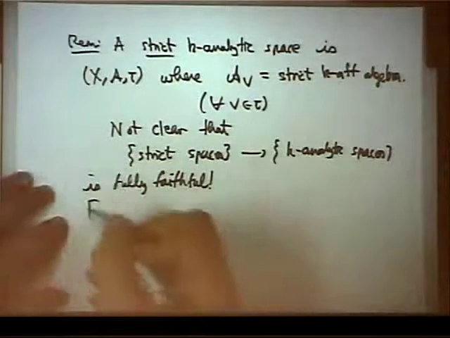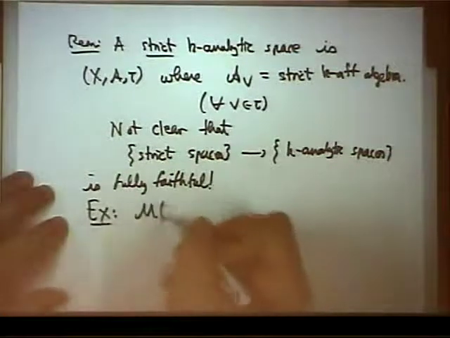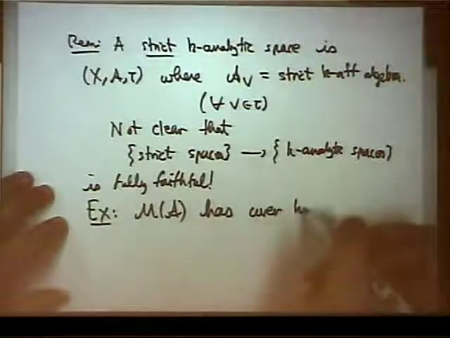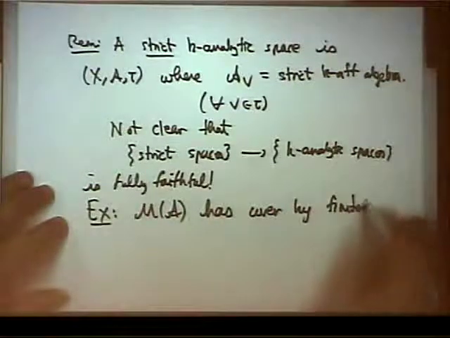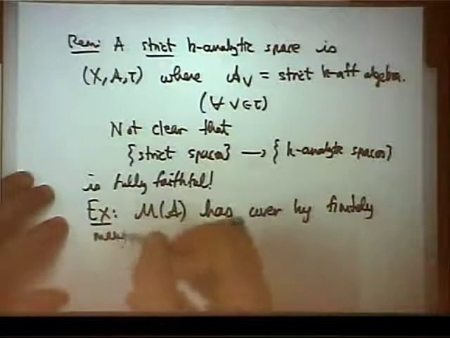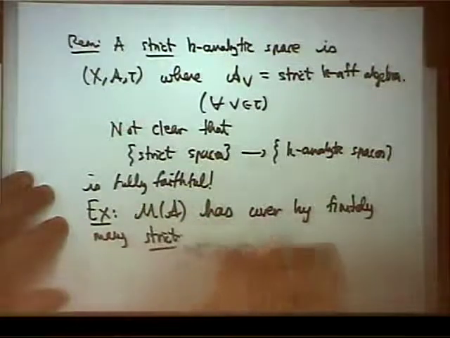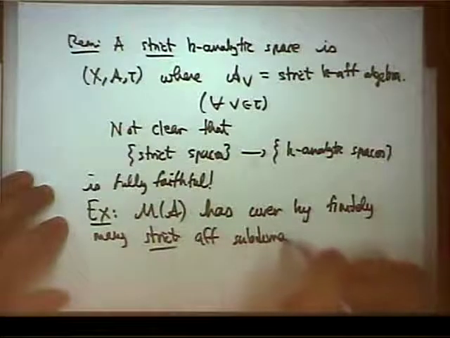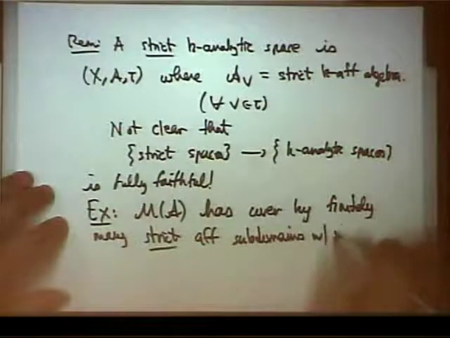As another example, suppose I give you a general affinoid, and suppose it has a cover by finitely many strict affinoid subdomains. Let's say with strict overlaps, just for simplicity.